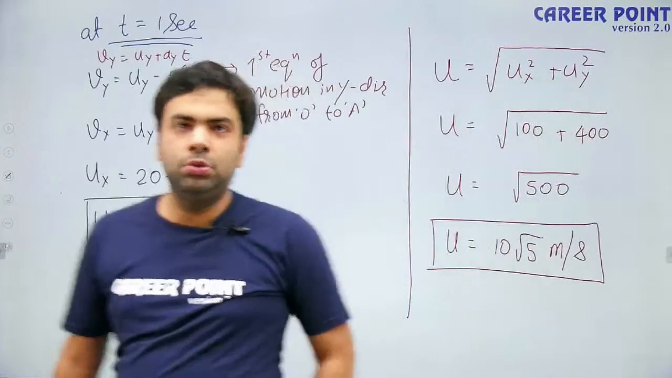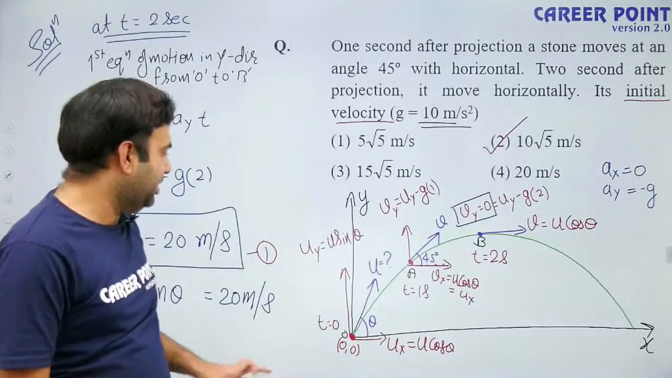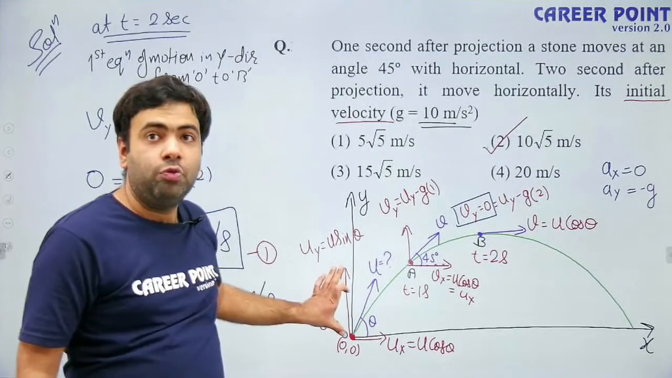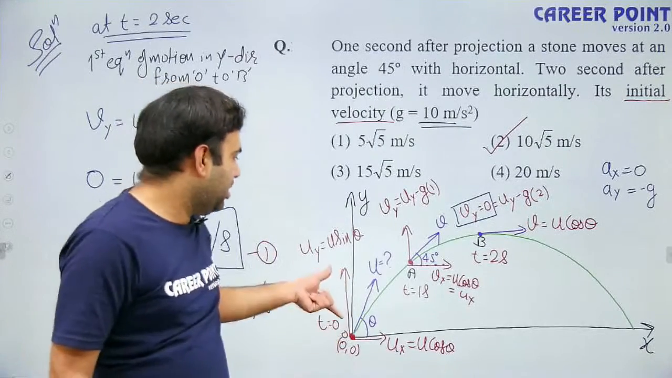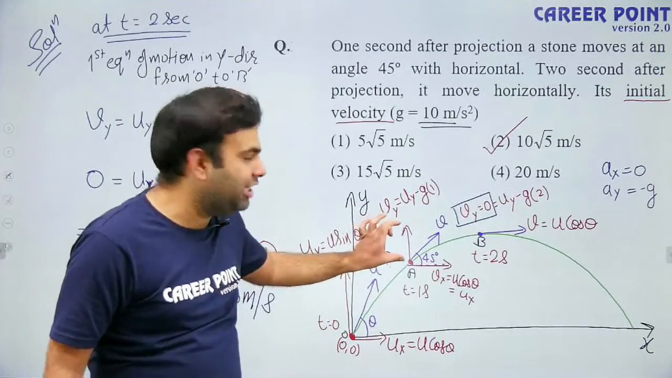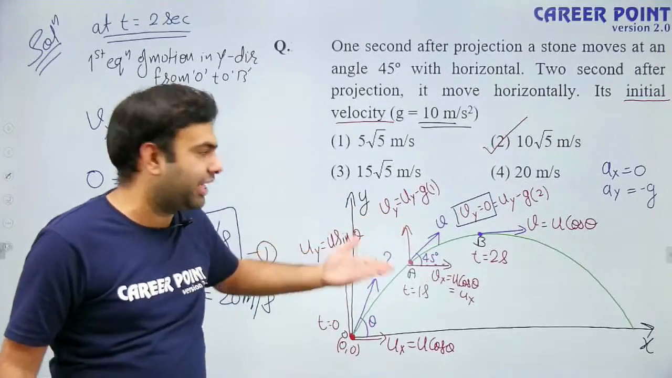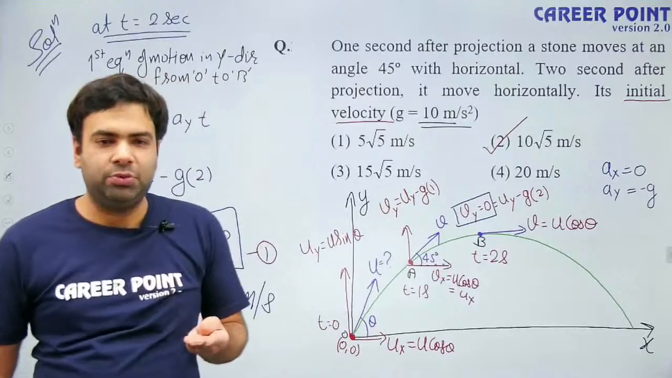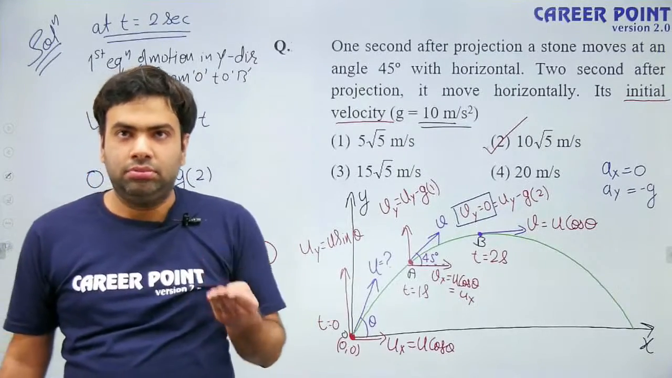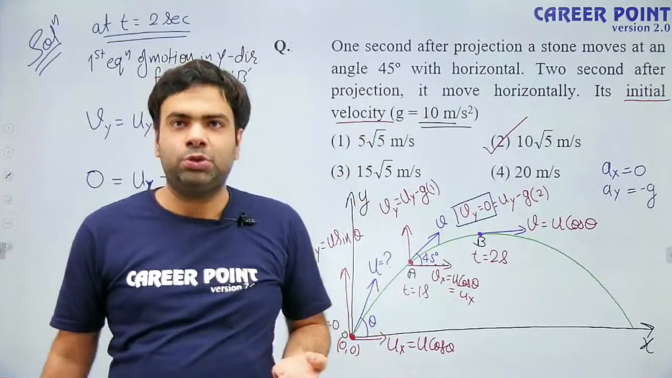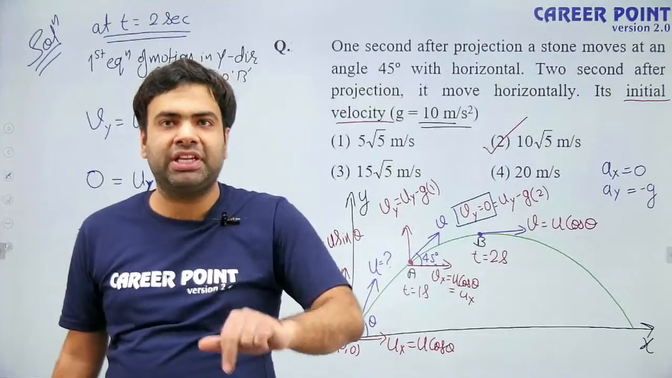So we can conclude in this question that initial velocity in y direction was 20 meter per second. After 1 second, it becomes 10 meter per second, which is equal to the horizontal component. And after 1 more second, it becomes 0, because acceleration in y direction is what? Minus 10 meter per second square. So its velocity is decreasing 10 meter per second in 1 second.